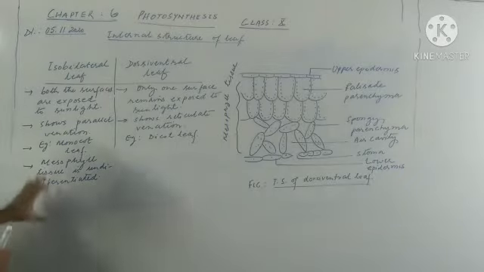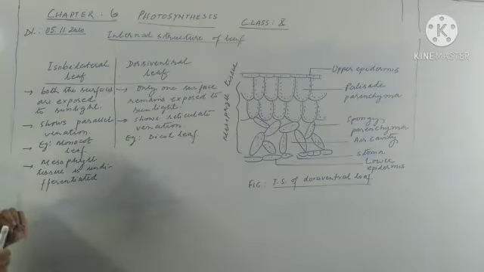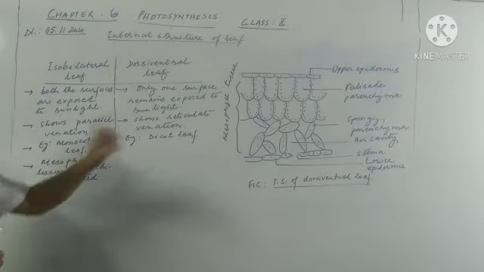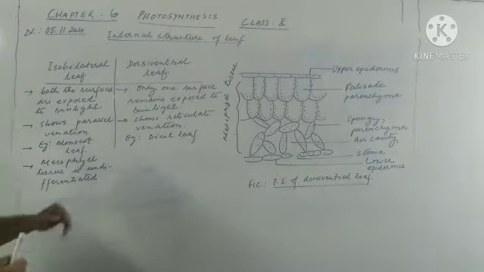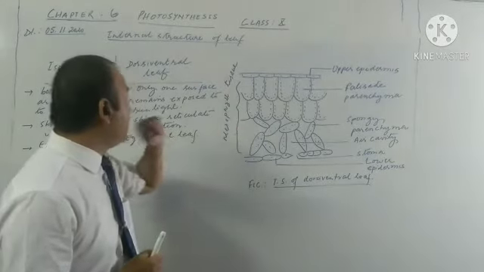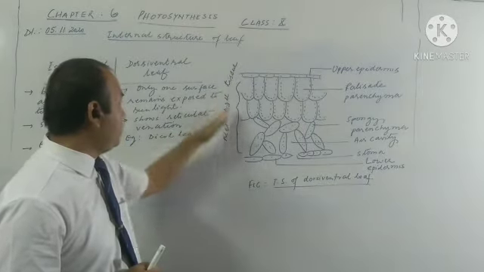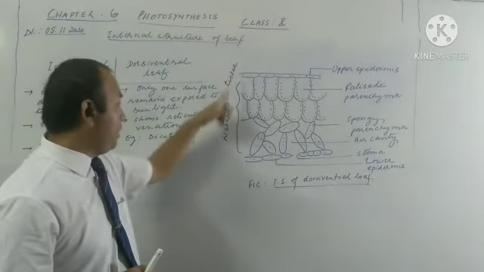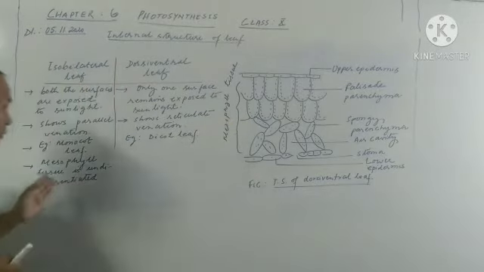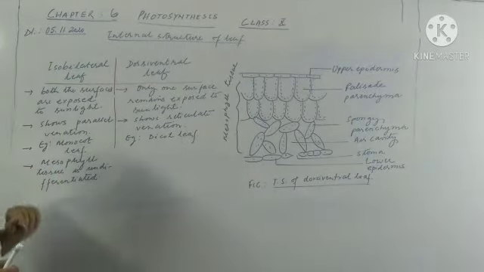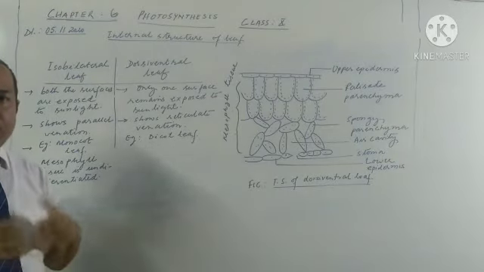Then the next difference which we can mention here is about the mesophyll tissue. Mesophyll tissue, about which I'll tell you later what exactly the mesophyll tissue is. Okay, let's see this figure. This is the upper epidermis, this is the lower epidermis. The tissue which is present between the upper epidermis and the lower epidermis is called the mesophyll tissue. So we can mention here that mesophyll tissue, in case of isobilateral leaf, is undifferentiated. They are not modified into other structures.